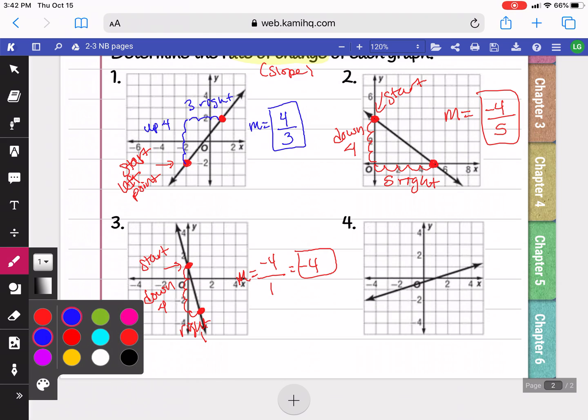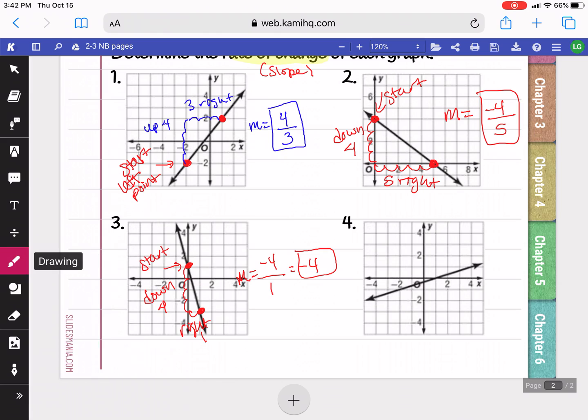Let's look at our last problem here. So again, we're going to start at one of our points. I'm going to use -2, -1. And then we can also use the point over here at 4, 1. There's more than one point you can use, but you should get the same slope either way when you simplify.